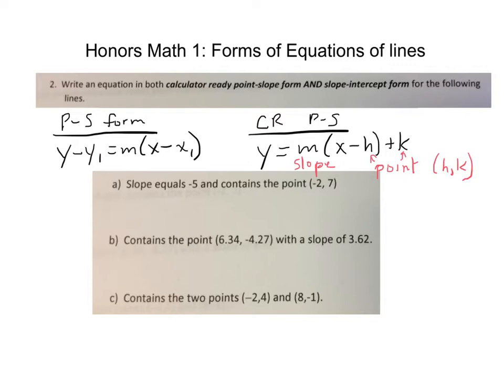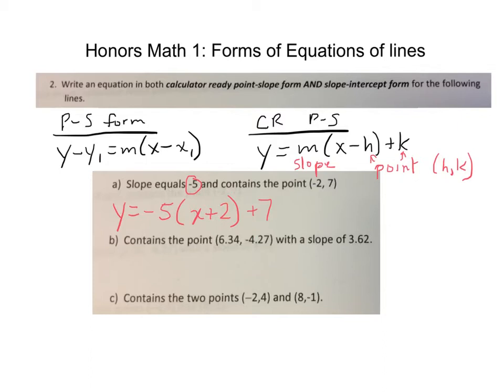So if I look at A here for point slope form, I'm going to use that form, y equals, but now my m is my slope. I have my slope, -5, parenthesis x. Now I'm going to do minus h, and h is this right here, -2. So minus -2, which would be a plus 2. And then plus k, k is the y coordinate there, so plus 7. That's it. That is all you do.